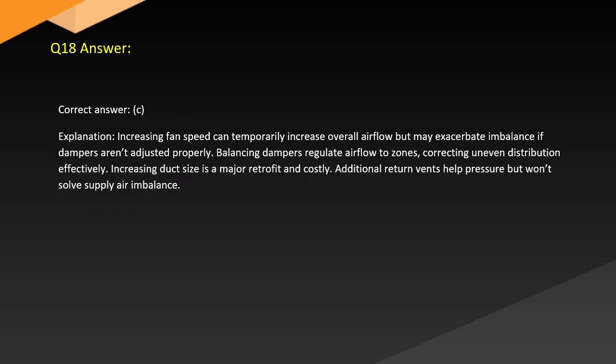Answer. Correct answer: C. Explanation. Increasing fan speed can temporarily increase overall airflow but may exacerbate imbalance if dampers aren't adjusted properly. Balancing dampers regulate airflow to zones, correcting uneven distribution effectively. Increasing duct size is a major retrofit and costly. Additional return vents help pressure but won't solve supply air imbalance.